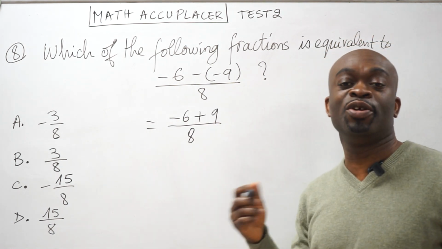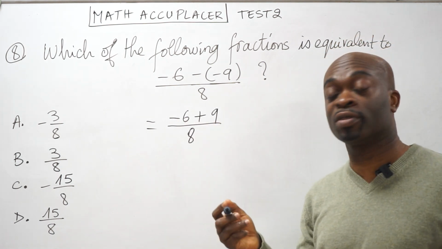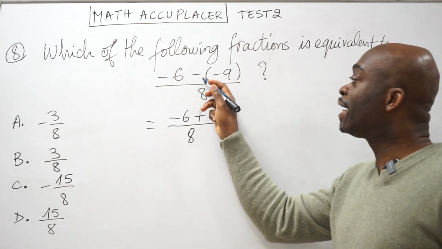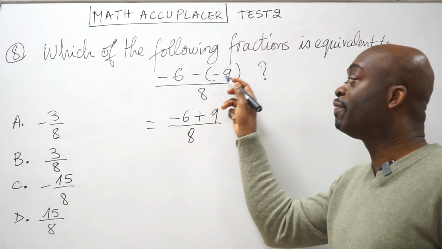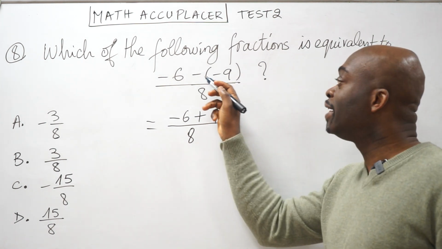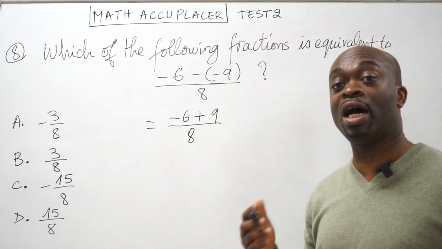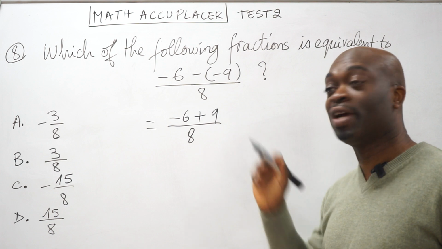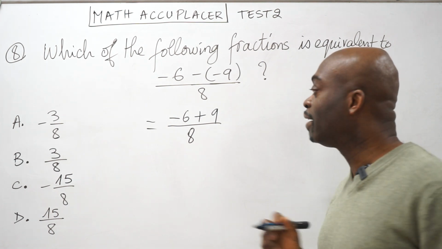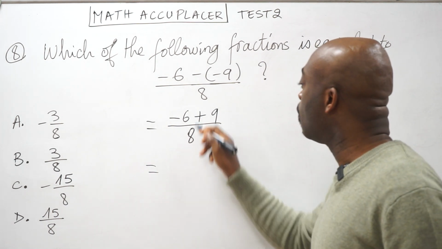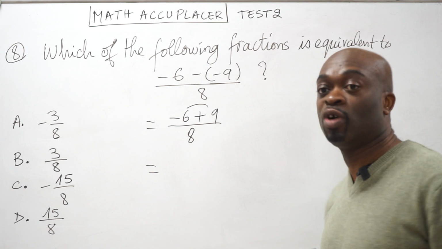Or in math, when we're talking about the sign rules, a negative outside the parentheses with a negative inside the parentheses, the negative outside will change the negative inside the parentheses to the opposite. That's the reason why we had the +9 here. And then we will go ahead and combine these two numbers together.